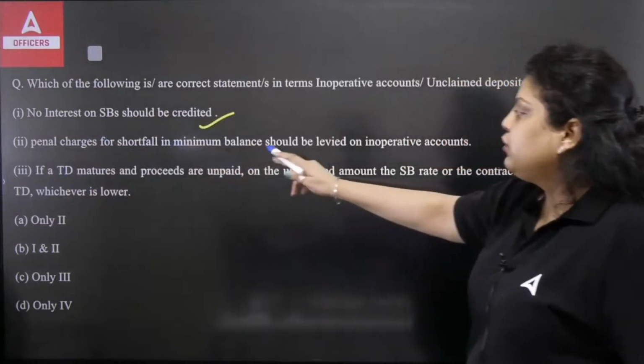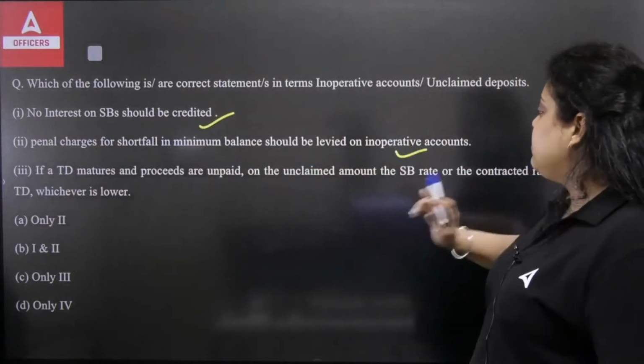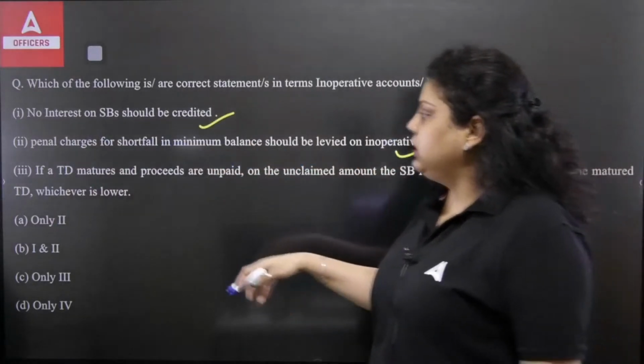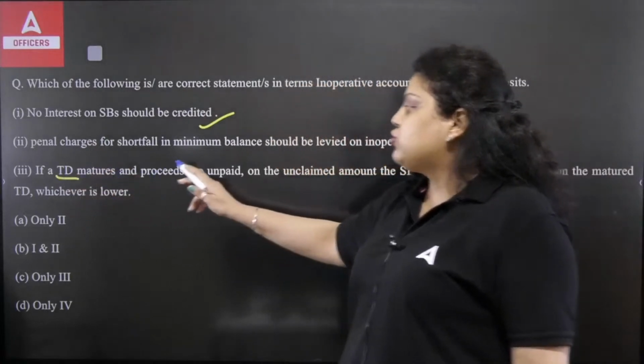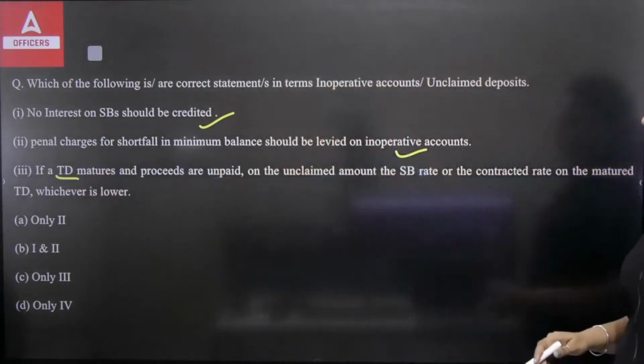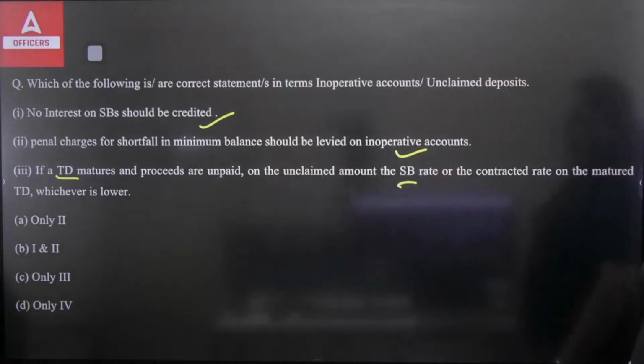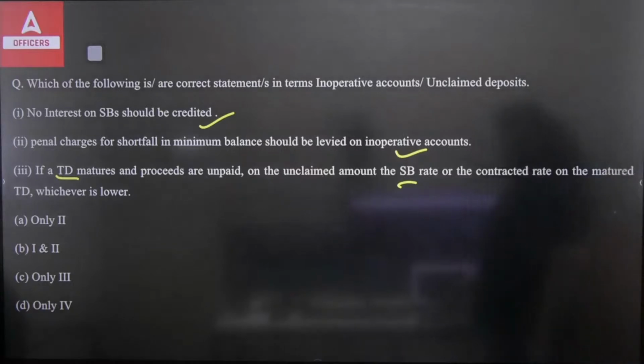penal charge for shortfall in minimum balance should be levied on inoperative accounts. Third, if a term deposit matures and proceeds are unpaid on the unclaimed amount, the savings bank rate or the contracted rate on the matured term deposit, whichever is lower, will be paid. So out of these statements, which statement or statements are correct about the inoperative account or unclaimed deposit? You have to tell the correct statement.